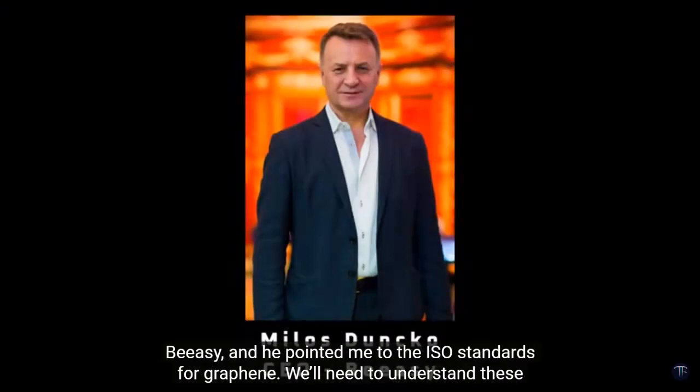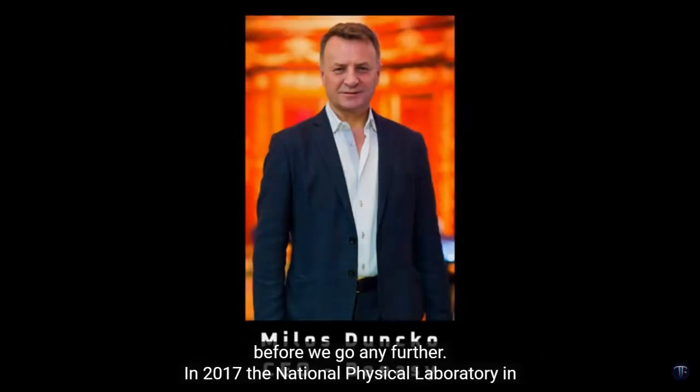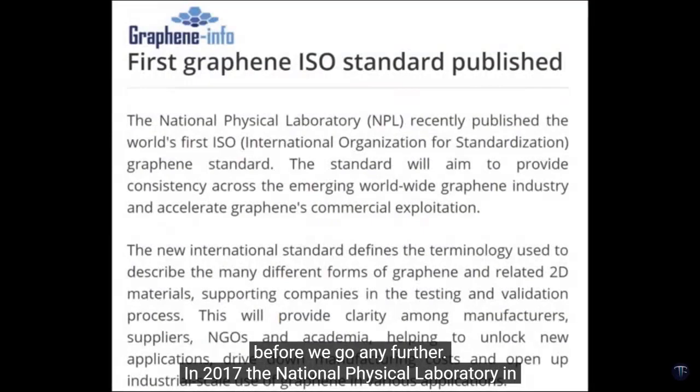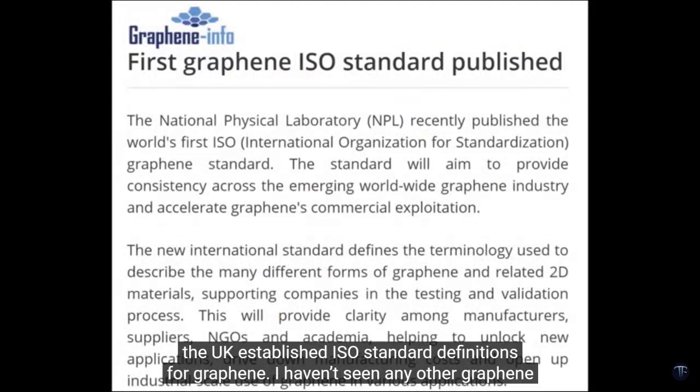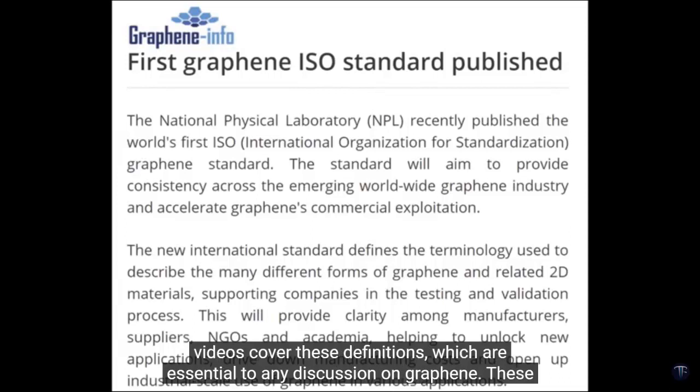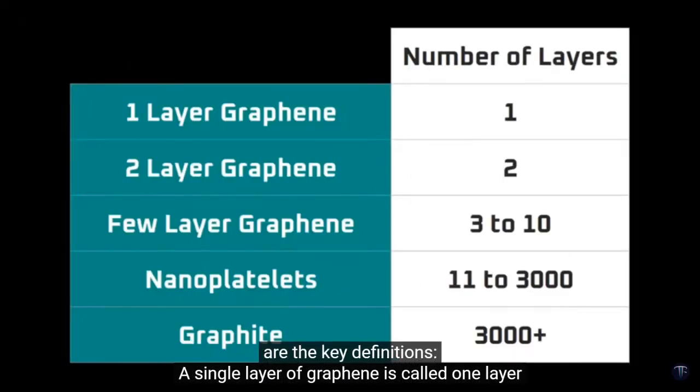In 2017, the National Physical Laboratory in the UK published ISO standard definitions for graphene. I haven't seen any other graphene videos cover these definitions, which are essential to any discussion on graphene. These are the key definitions. A single layer of graphene is called one-layer graphene. A double layer of graphene is called two-layer graphene.